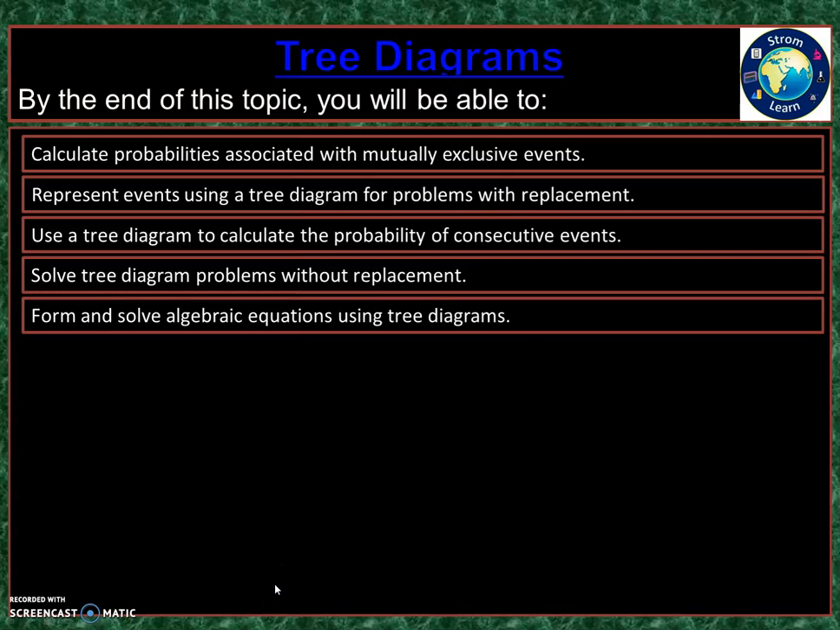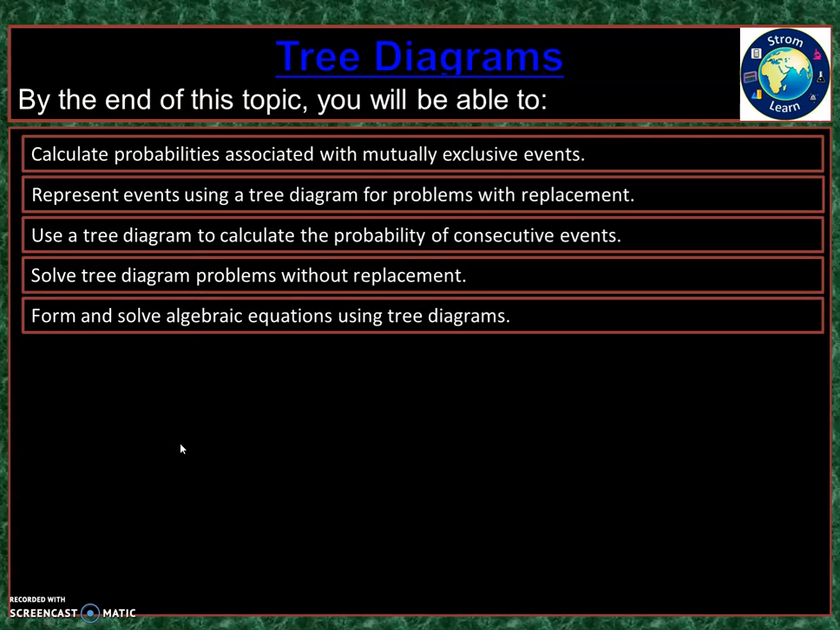Hello and welcome to this StrongLearn series of videos looking at tree diagrams. And in this first session we are going to look at calculating probabilities associated with mutually exclusive events. So we need to really start with tackling what that term mutually exclusive means. Now mutually exclusive means that the events cannot happen at the same time.